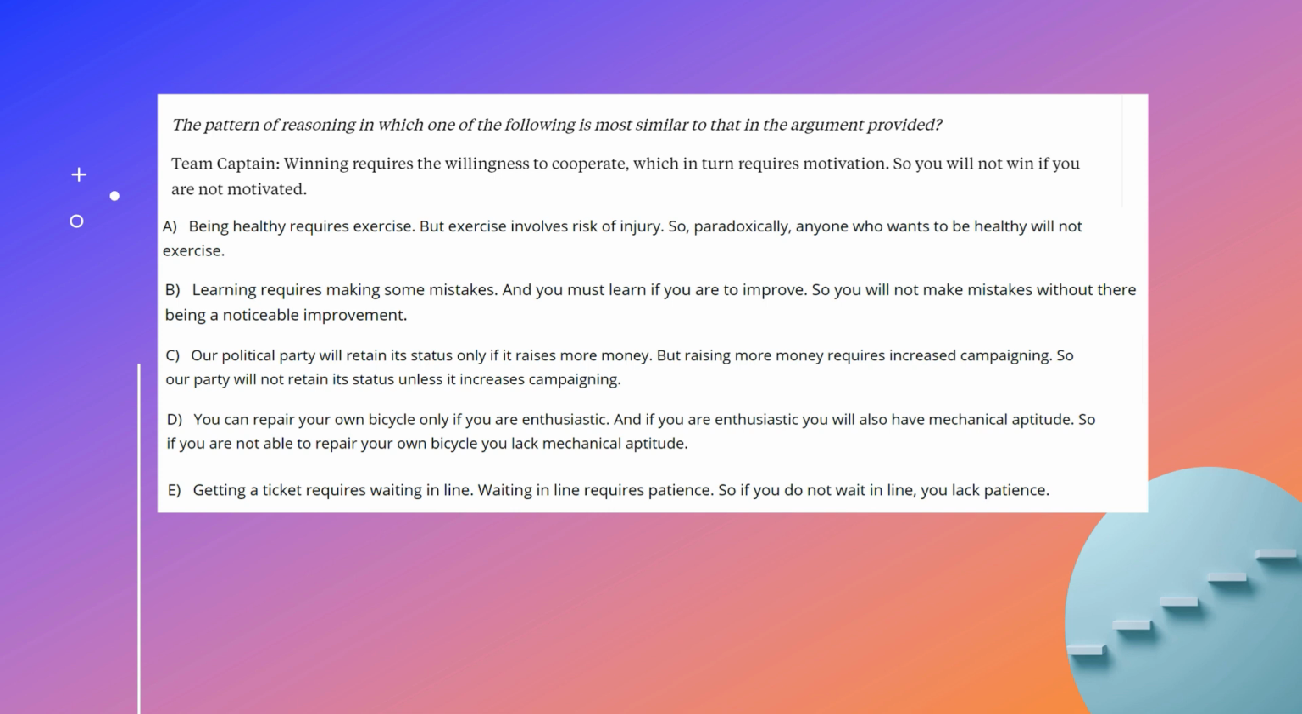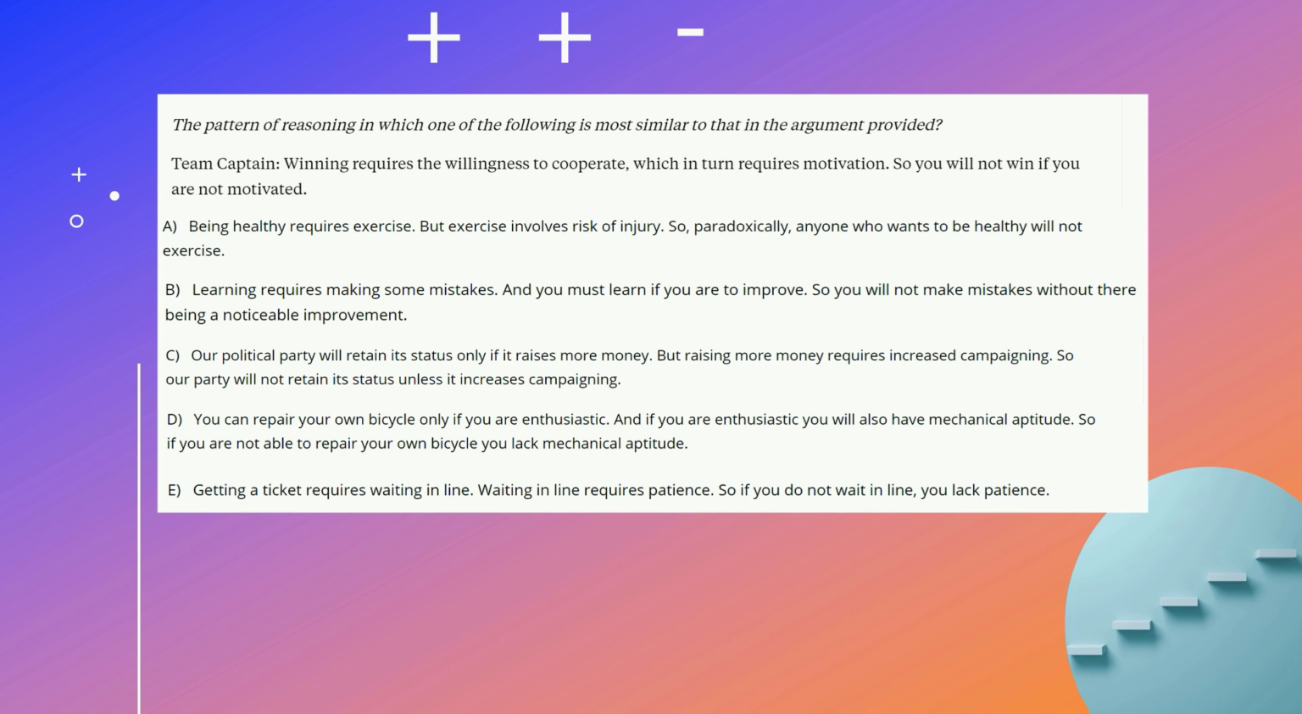Okay, the question is: the pattern of reasoning in which of the following is most similar to that in the argument provided? Team captain. Winning, positive, requires the willingness to cooperate. Positive. We need willingness to cooperate. It's not like we must not have the willingness to cooperate. That would be a minus. It requires, we need the willingness to cooperate. Plus. Which in turn requires motivation. Plus. So you will not win, minus, if you are not motivated.